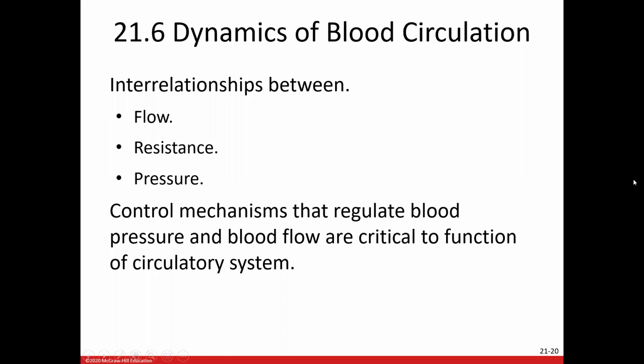Okay, now we're going to focus on all the dynamics with blood circulation. So, talking about three big concepts: flow, resistance, and pressure, and the relationship between those, and how if you manipulate one of them, it will influence the others, and how those change throughout the body. Ultimately, your body has many control mechanisms to regulate blood flow and pressure in order to keep functioning. And again, by manipulating one variable, you can influence the outcome of another variable.